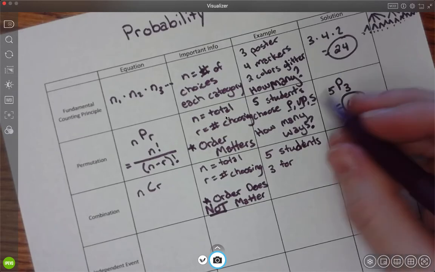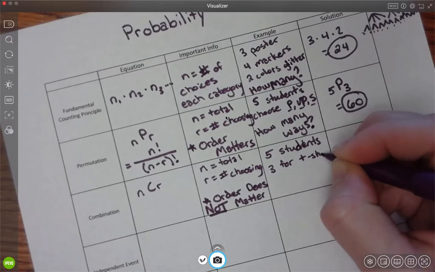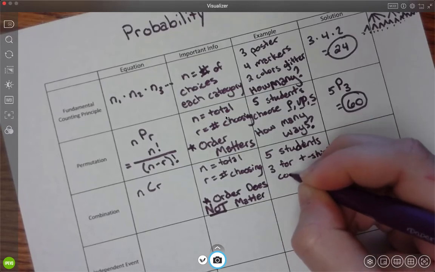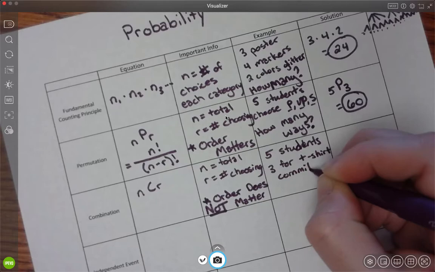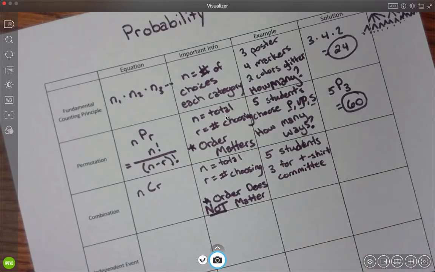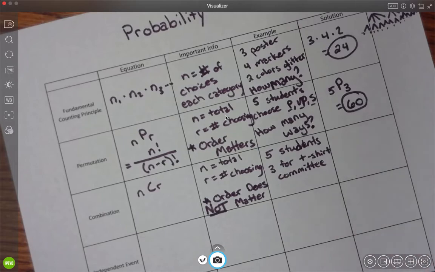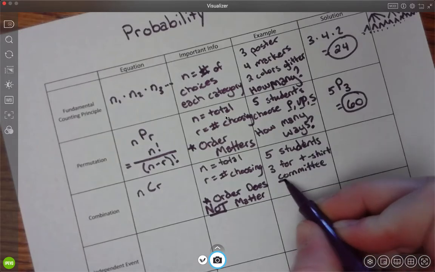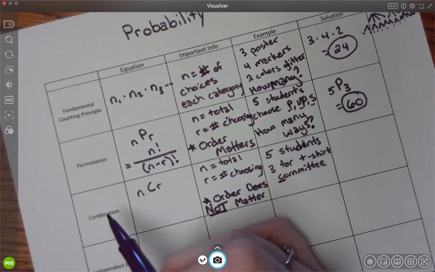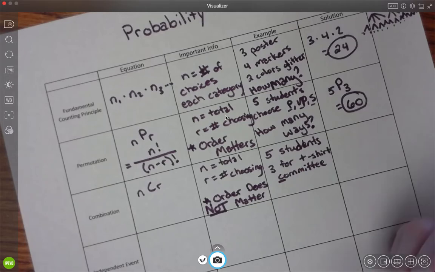T-shirt committee. We're going to be designing t-shirts. I don't know if I spelled committee right. Anyway, 3 students to be on the t-shirt committee. Okay, now the order in which I choose them does not matter. It doesn't matter which name I draw out of the hat first because they're all going to be doing the same job when they're a part of a committee. So C for committee, C for combination. That's how I know that I'm going to be doing this one.